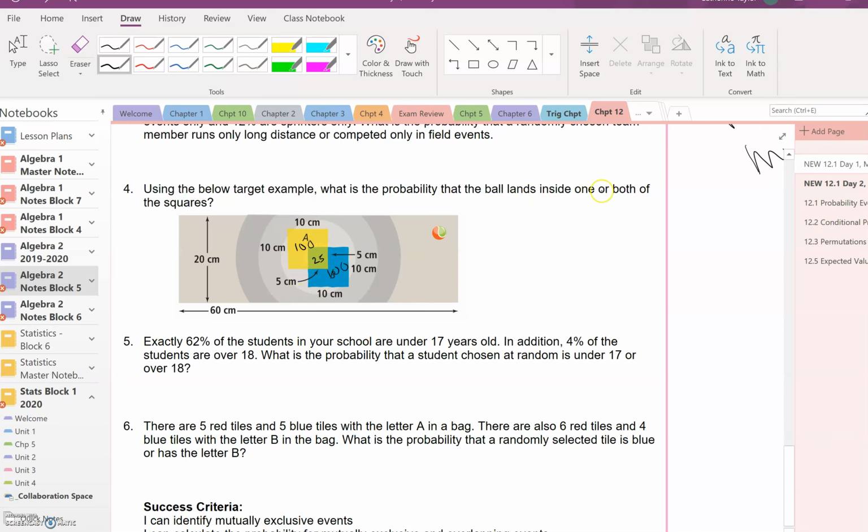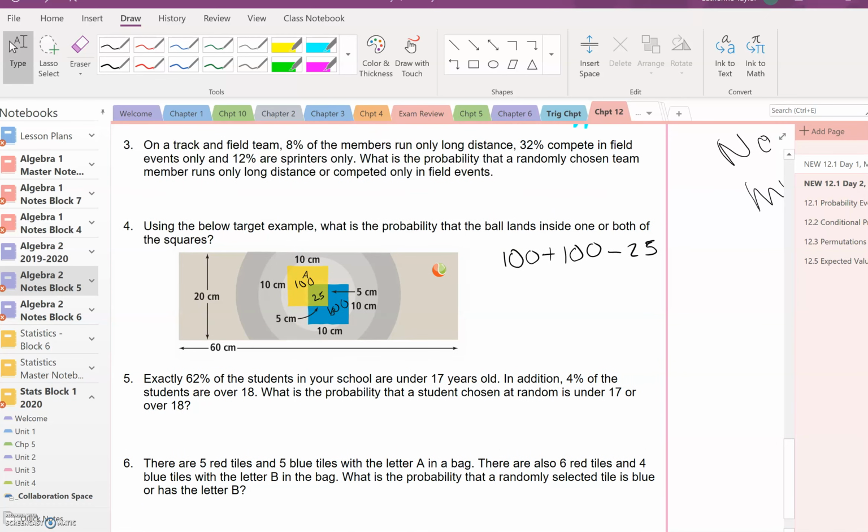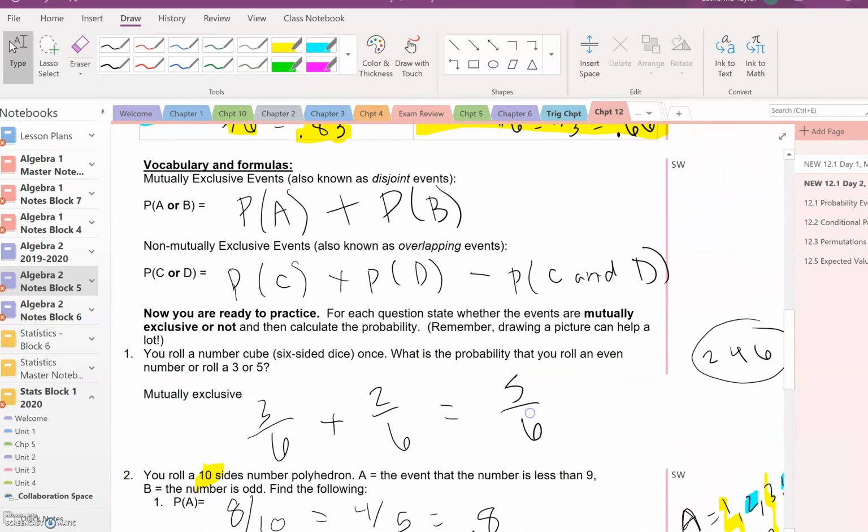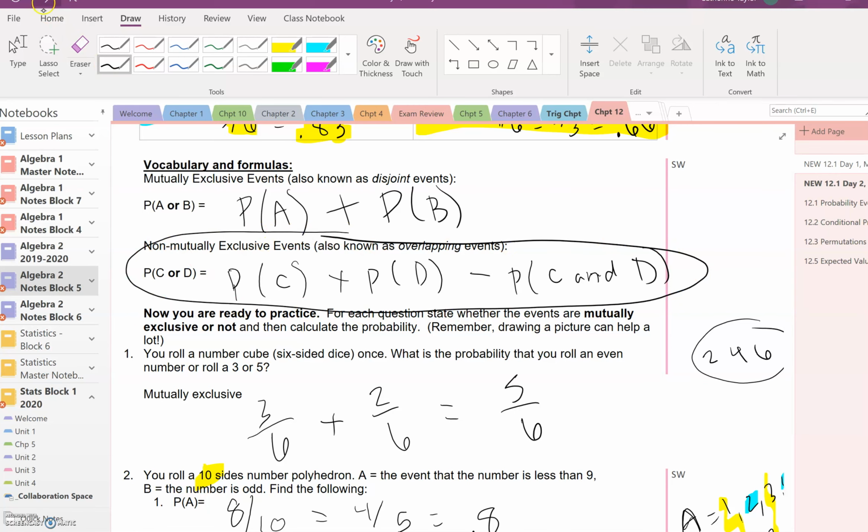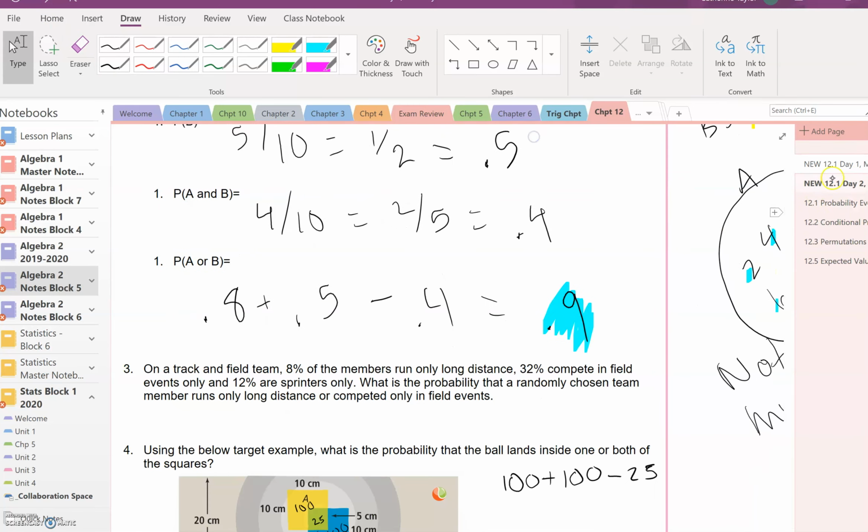a ball is landing inside one or both of those squares, the total area to land in one or both of those squares is 100, the probability of landing in the yellow square, plus 100, the probability of landing in the blue square, minus 25, because we counted 25 twice, because it was part of the yellow and the blue square. So these are not mutually exclusive events, so we actually are using this formula right here in our work. Okay, so that's how you would set this up.